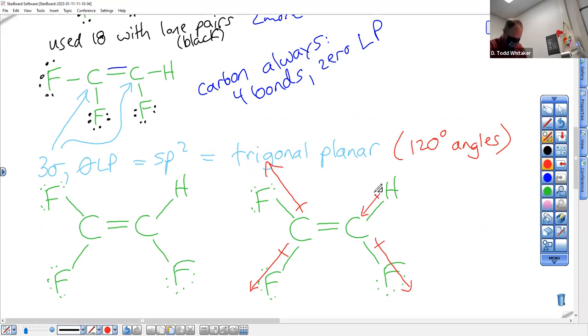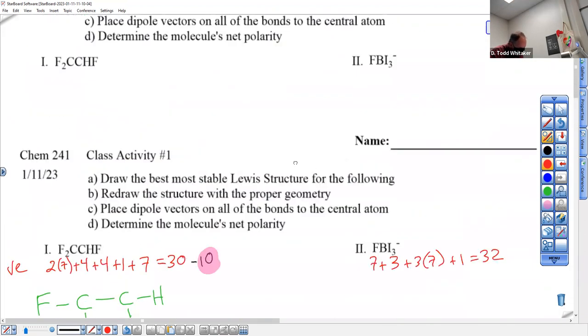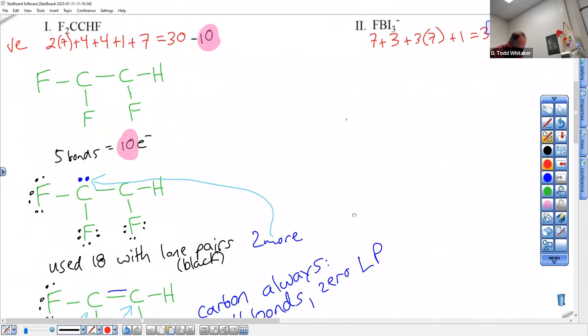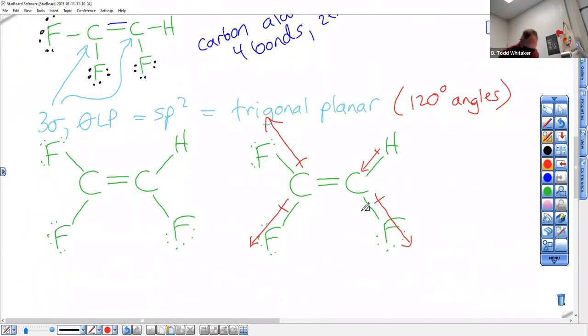Okay. So that there is part, I'm sorry, I'm moving around on you. Place dipole vectors on all bonds, that's part C right here. This was part B. And then we're going to add the dipole vectors.